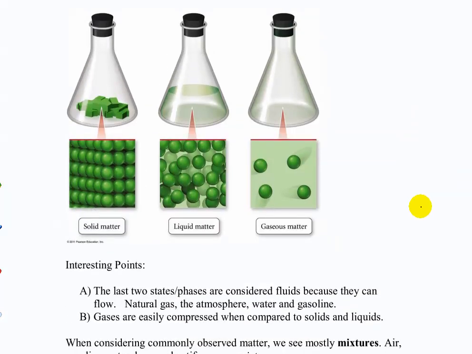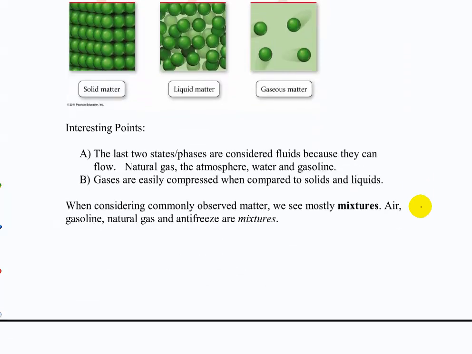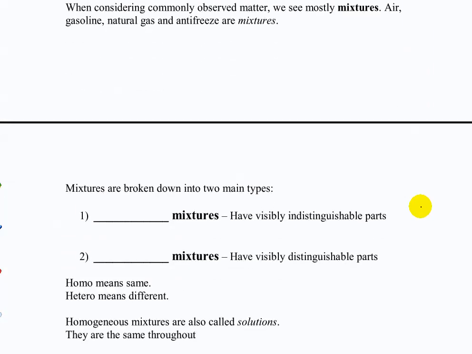Gases and liquids are both fluids because they can flow. Examples, of course, listed here: gas, the atmosphere; liquid, water, gasoline. I'm sure you've all encountered various solids and liquids. And gases are more easily compressed than solids or liquids. You can compress a gas much more easily. And then mostly what we see are mixtures.